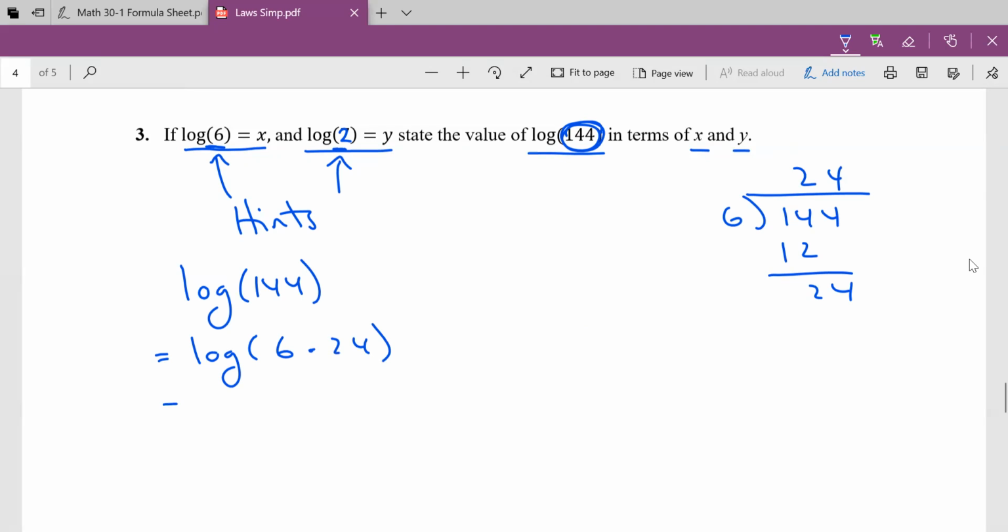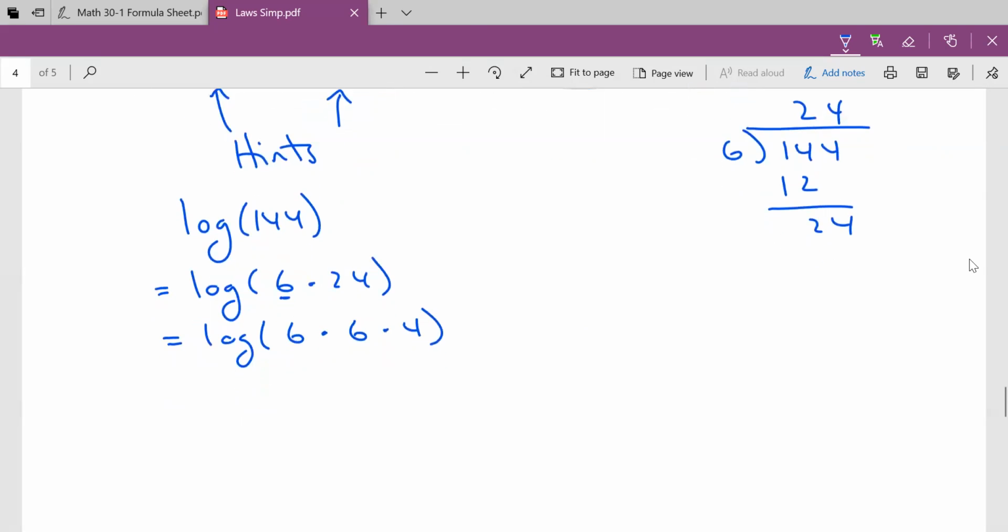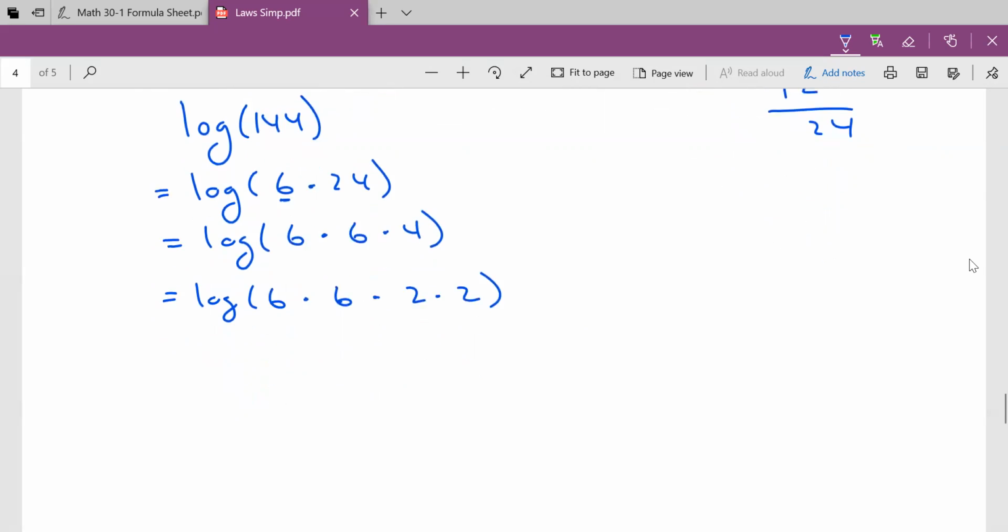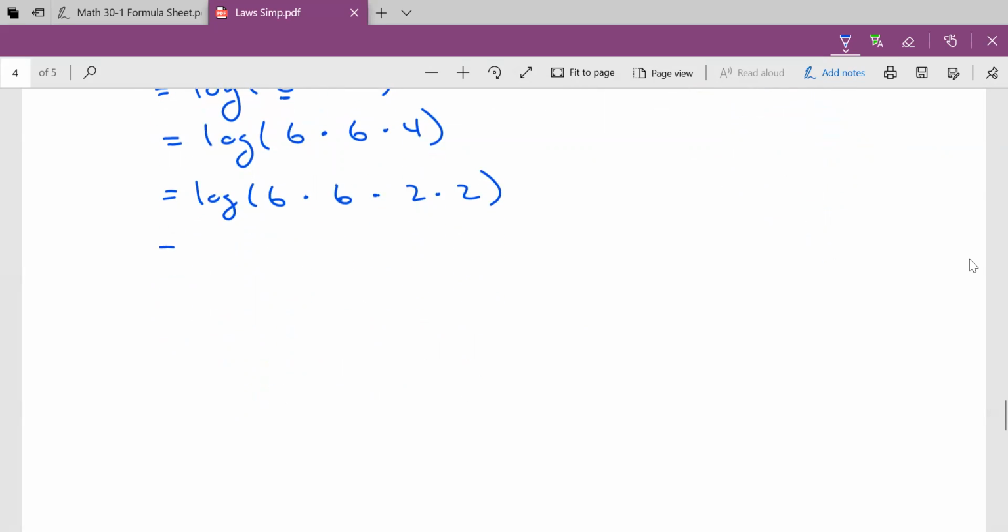Okay, why did I do that? What's that going to help me with? Well, I see that 6, that's that 6 there. And then I'm going to say, okay, look at 24. I can get a 6 out of that. That's 6 times 4. Ah, okay, I see a couple of my arguments from my hints. And then I'm going to say, look at this. 4 is really 2 times 2, isn't it? Okie dokie. Well, now I'm getting there because those were both the given statements. Now all I'm going to do is expand this, just like this.